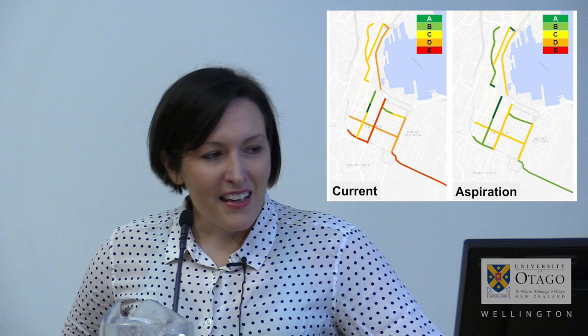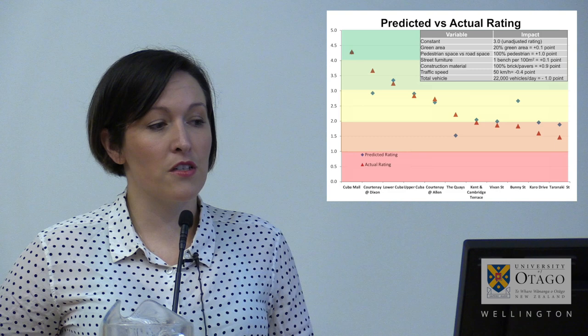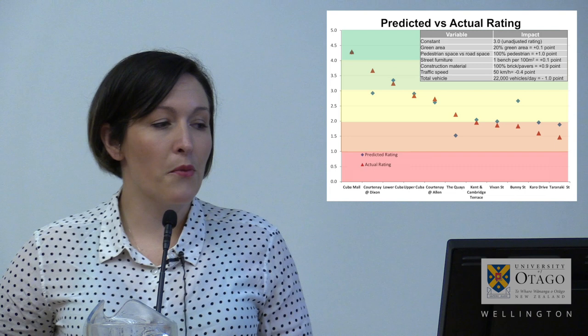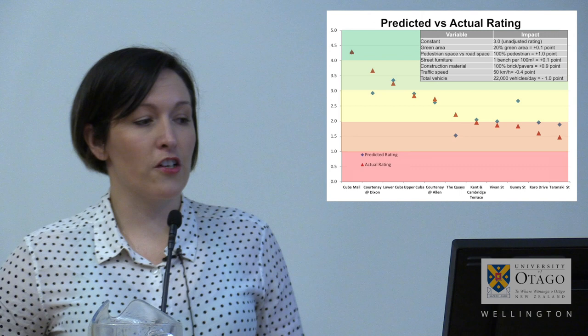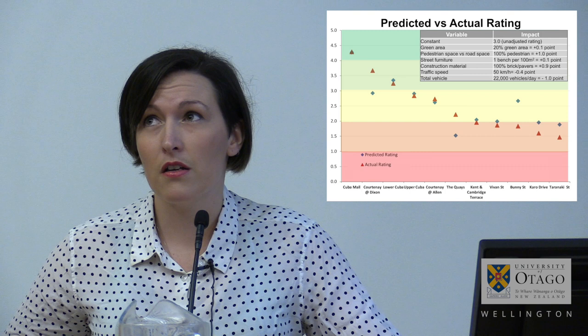And then this is the result of running it. I have a little bit of time, so I can explain some of those. The tool, without knowing anything about a road, assumes it's a 3. If you give that area a 20% green area, you increase it by 0.1. If it's 100% pedestrian space, you automatically go to a 4 plus 1 point. And then the score goes up if there's better surface, if there's more street furniture, and it goes down if there's more traffic and higher traffic speeds. It's pretty intuitive, really. The only thing that I hope to build into it is the surrounding buildings and what they do as well.